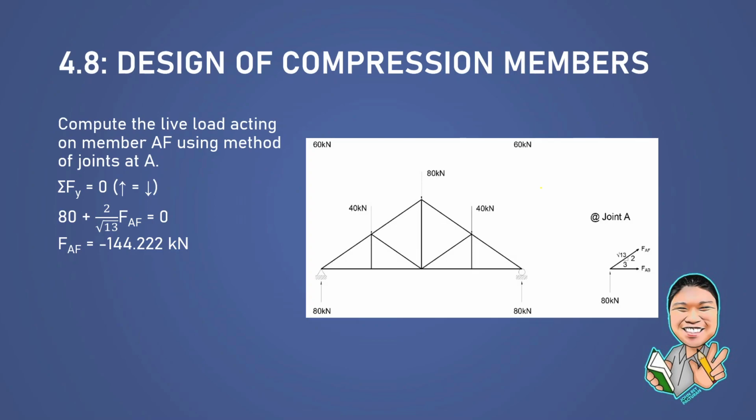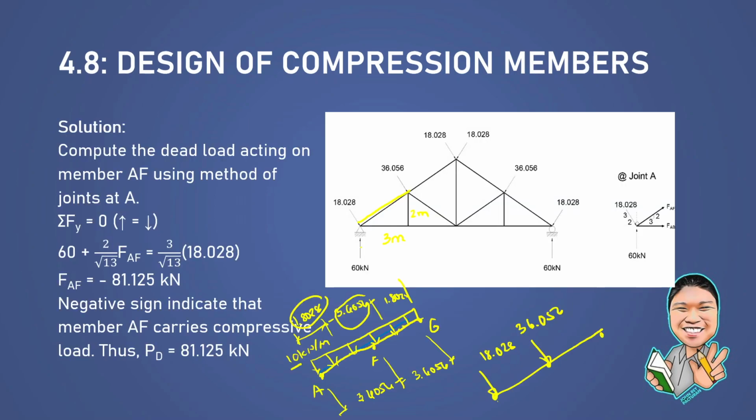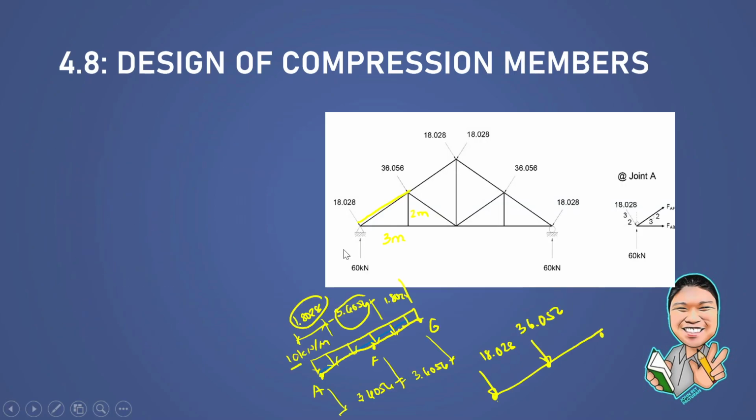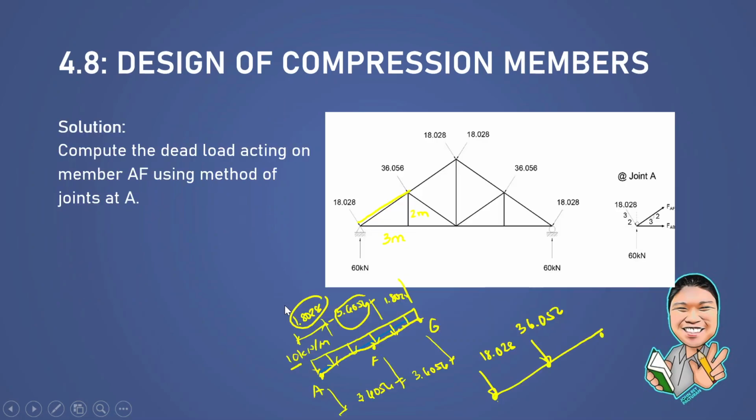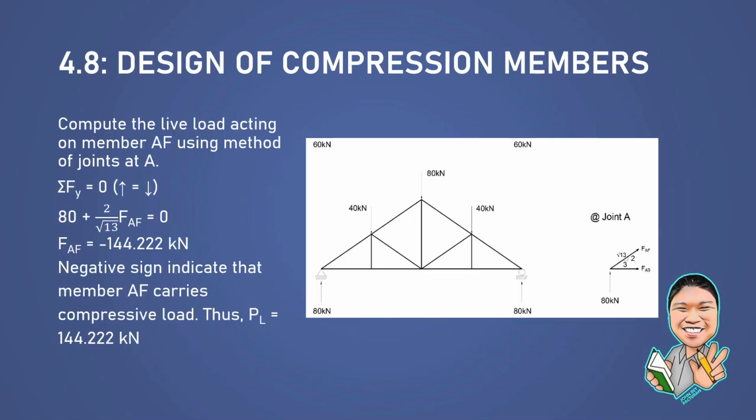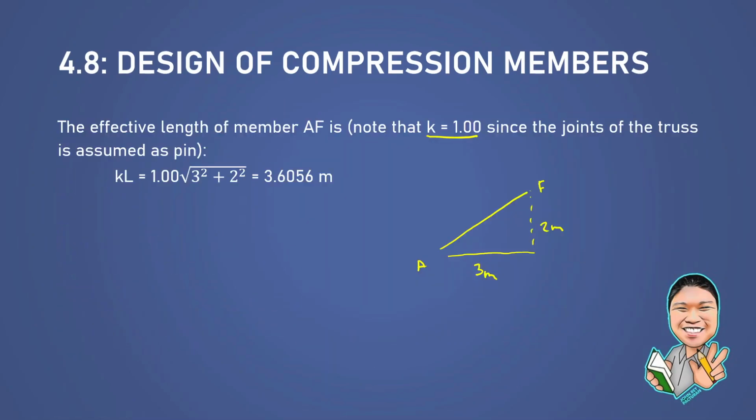Tama ba? Oo. Balikan natin yung original. So, na-figure. Tama. 4 meter divided by 2, 2 meters, 3 meters. So, by Pythagorean theorem, kaya nyo class mahanap yung length. So, that is 3 squared plus 2 squared, 3.6056. Multiply natin ng effective length factor na 1. So, yun lang naman ang sagot, 3.6056 meter ang effective length.